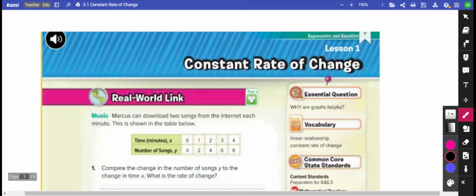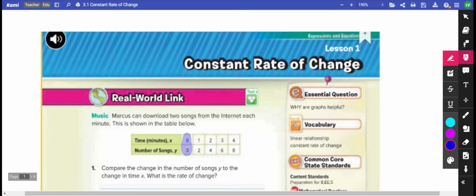Chapter 3, Lesson 1, Constant Rate of Change. Essential question, why are graphs helpful? Vocabulary, linear relationship, constant rate of change. Real world link, music. Marcus can download 2 songs from the internet each minute. This is shown in the table below.